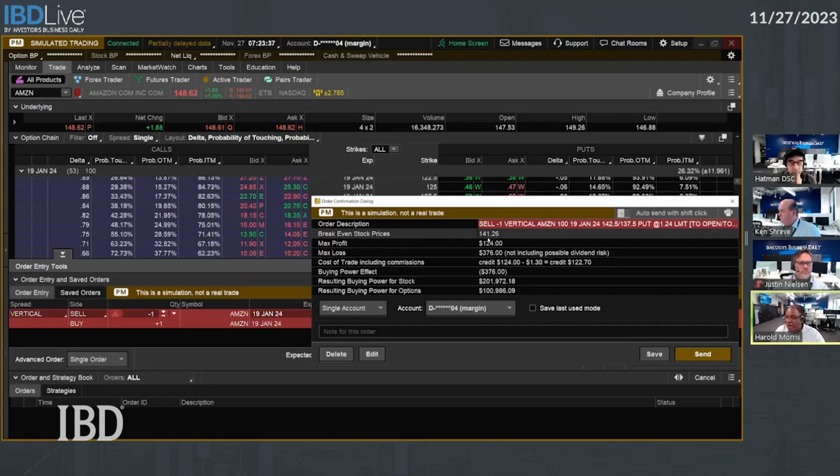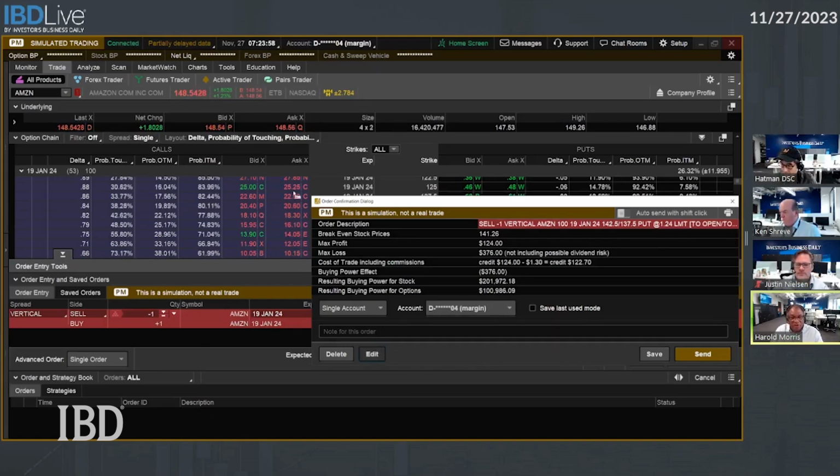So again, that's why I wanted to take a look at where that 21-day exponential was. So 141.26, that's our break even. Our max profit is the credit received. And now let's take a look at the other numbers. We're going to calculate the probability of success, our return on risk, and how many contracts we are going to buy based on the numbers that we see here.